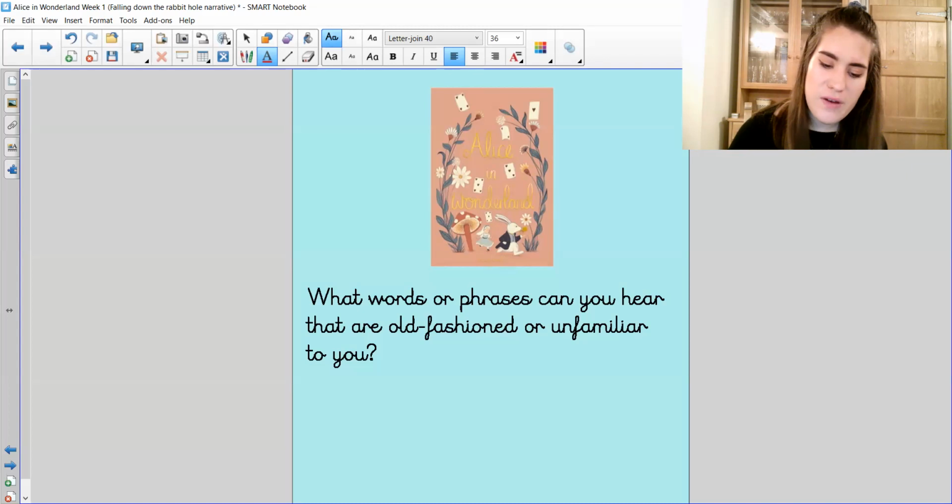There was nothing so very remarkable in that, nor did Alice think it so very much out of the way to hear the rabbit say to itself, "Oh dear, I shall be too late." When she thought it over afterwards, it occurred to her that she ought to have wondered about this, but at the time it all seemed quite natural.